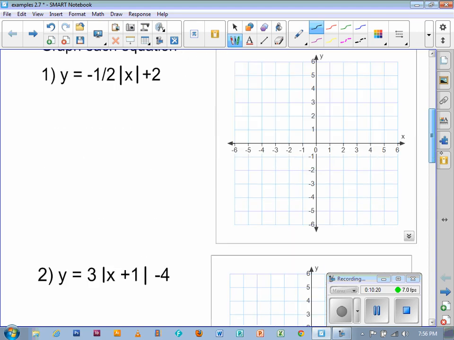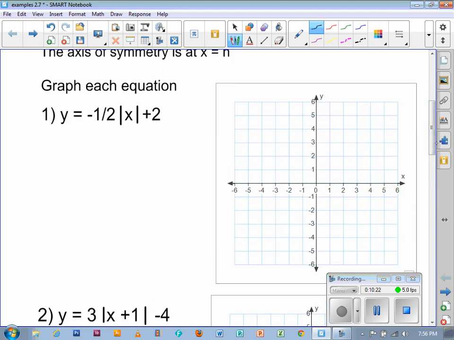All right, let's go to work and let's graph this function. Now, as you can see, we're dealing with an a term that's negative 1/2, and there is no h term, and there is a 2 outside the absolute value. I know before I even begin that this graph is going to be translated up 2 units because of the 2. It's going to be compressed by 1/2 because of the fraction, but it's also going to be reflected over the x-axis. So it's going to be pointing downward.